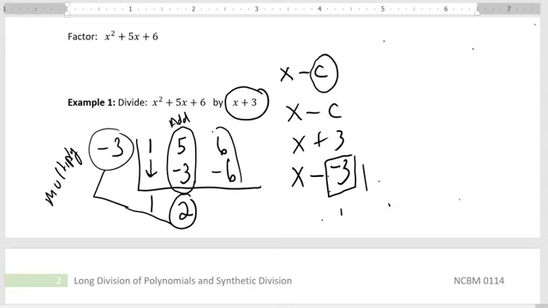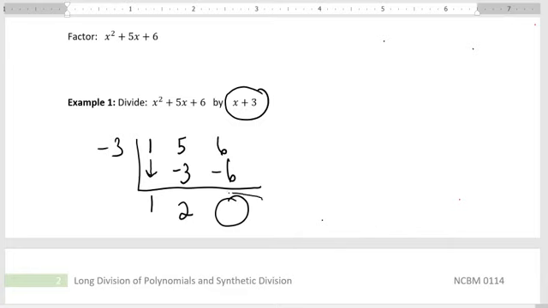And then we're going to add 6 minus 6 is 0. Okay, so now to get our answer, we're going to look at this bottom part. Since you started with degree 2, then you're going to start with 1 degree less. So this number 1 is going to be your first term.